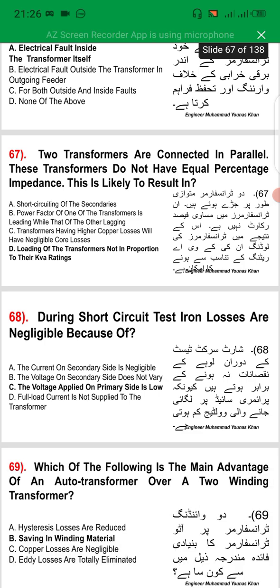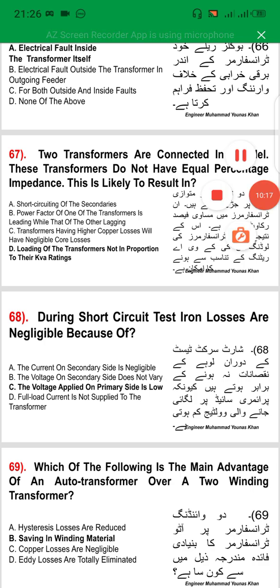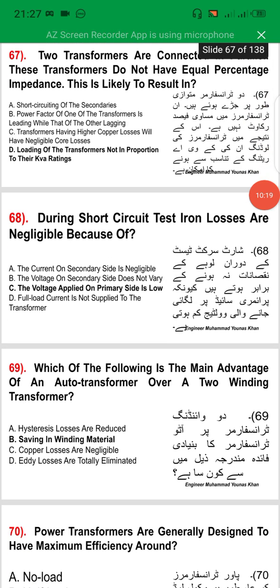The two transformers are connected in parallel. These transformers do not have equal percentage impedance. This is likely to result in loading of the transformers not in proportion to their kVA rating. During short circuit test, iron losses are negligible because the voltage applied on the primary side is low.